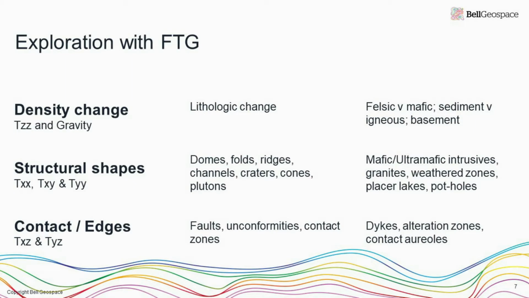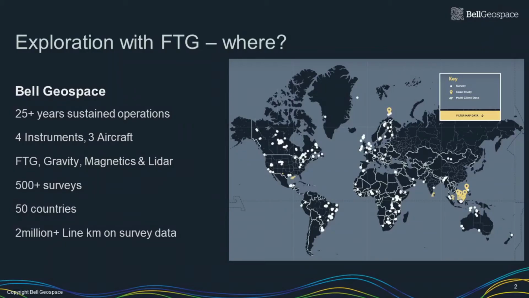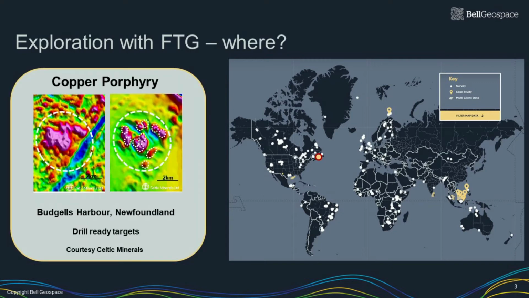So where has FTG been used? FTG has been used all over the world, wherever a gravity signal is required, and none more so than as shown on the map. At Bell Geospace, we've been acquiring FTG for over 25 years on many a survey, 500 plus at this stage, in 50 countries. We own 4 instruments and 3 aircraft, and we measure and record the FTG, conventional gravity, magnetics, and LiDAR. The white dots are representative of where we've been most proactive in many parts of the world.